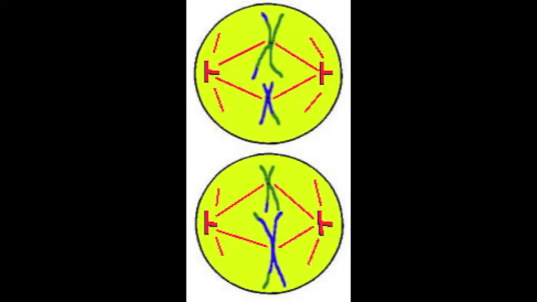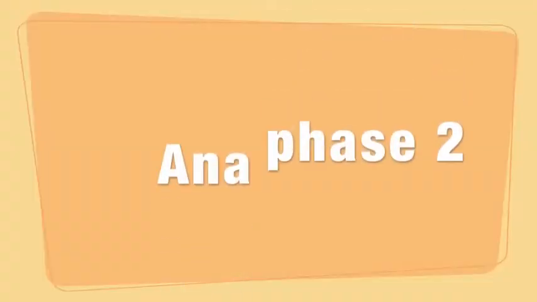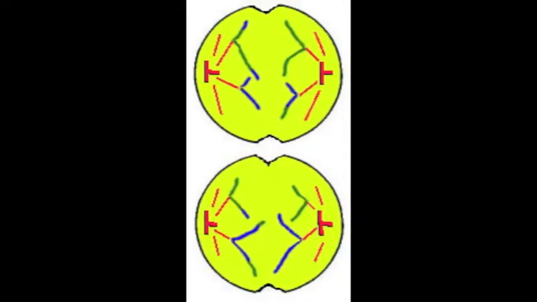Metaphase 2. In metaphase 2, the homologous chromosomes line up at the equator, and spindle fibers attach to their centromeres. Anaphase 2. In anaphase 2, the chromosomes are pulled apart by the spindle fibers. These spindle fibers then pull each part of the chromosome to opposite poles of the cell.